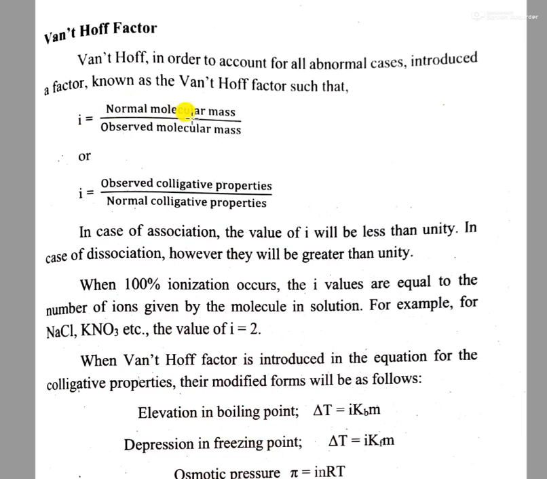And i is equal to the normal molecular mass divided by the observed molecular mass. Or it can also be given as i is equal to the observed colligative property divided by the normal colligative property. So in the case of association, the value of i will be less than unity. If the solute is associating in the solvent, just like benzoic acid in benzene, the value of i will be less than 1. And in the case of dissociation, as in the case of NaCl, the value will be greater than unity.